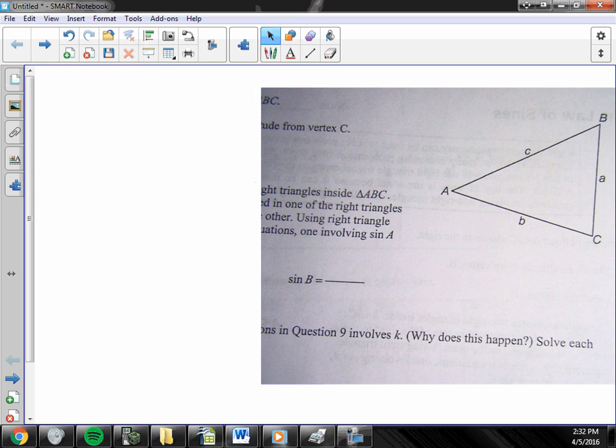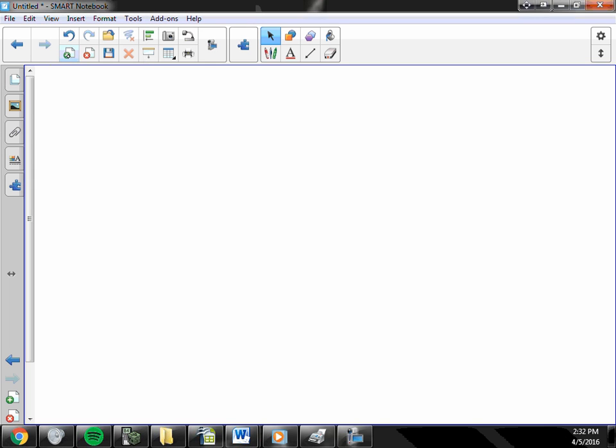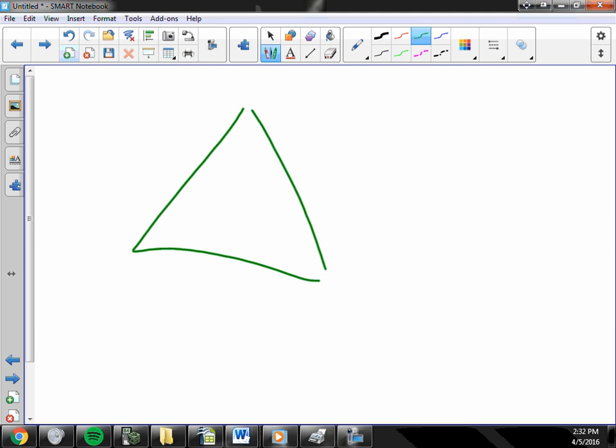Before we get started on this worksheet, there's something you need to remember. If I have a triangle, how much information do I need to guarantee that this triangle is unique? What three things will work? Side angle side will work. We talked about that yesterday.